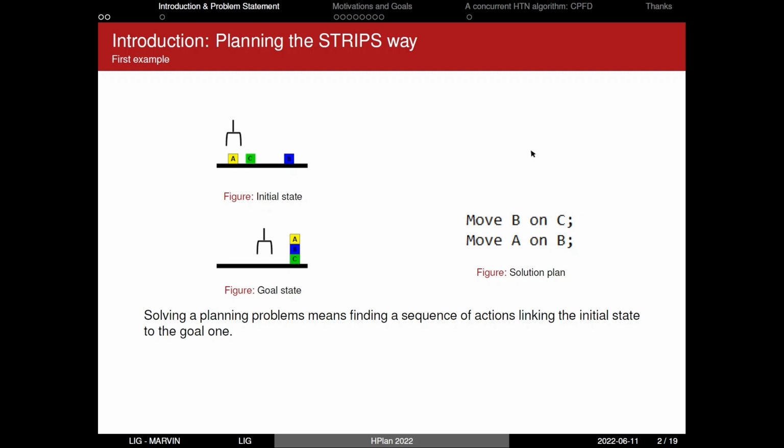First, we will start with the STRIPS planning way of defining a problem. We define an initial state and a goal state, and we say that the problem is solved whenever we find a sequence of actions that will result in the goal state when applied to the initial state.